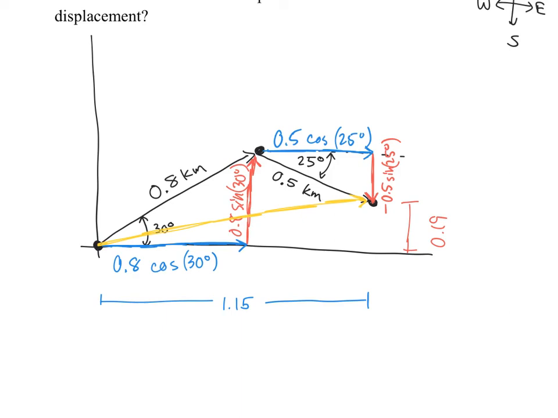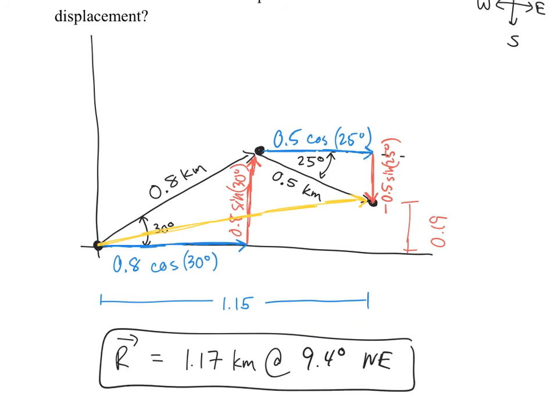R will turn out to be the square root of 1.15 squared plus 0.19 squared, which is going to be 1.17, and it's in kilometers. Theta, again, tangent of theta equals 0.19 over 1.15. So theta is tangent inverse of 0.19 over 1.15, which is 9.4 degrees. And that's northeast. So I hope you're going along with this.